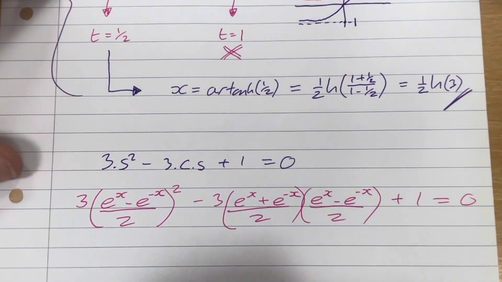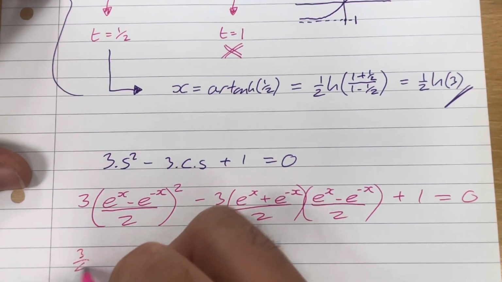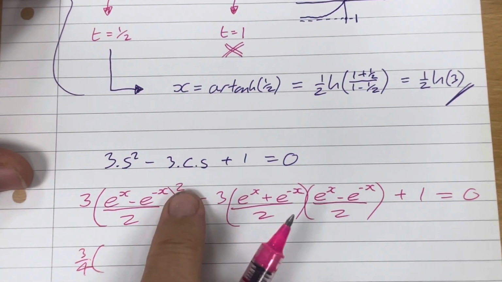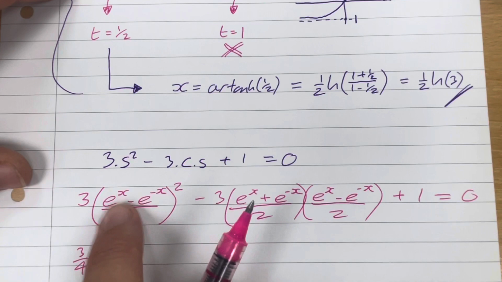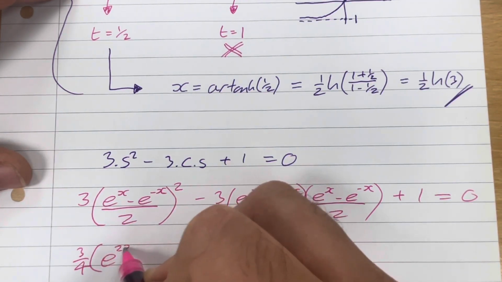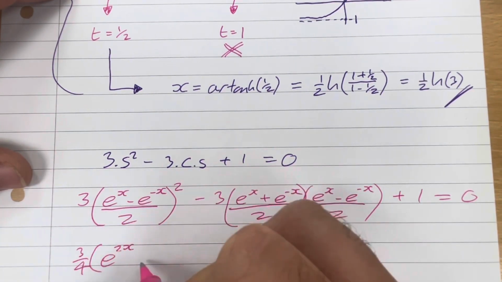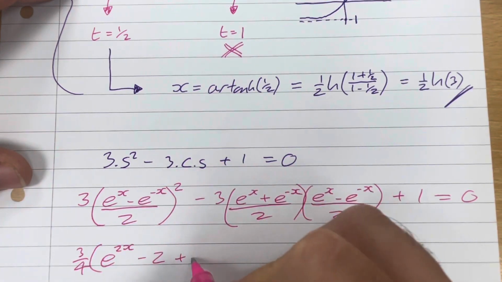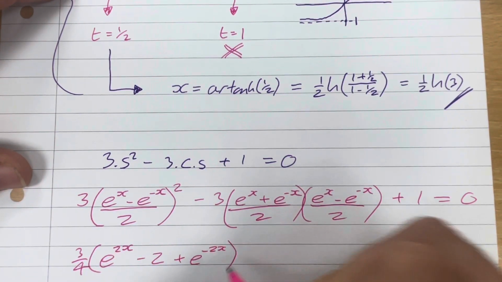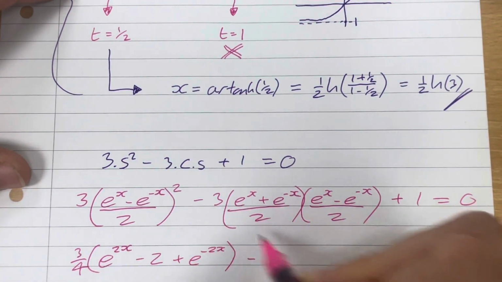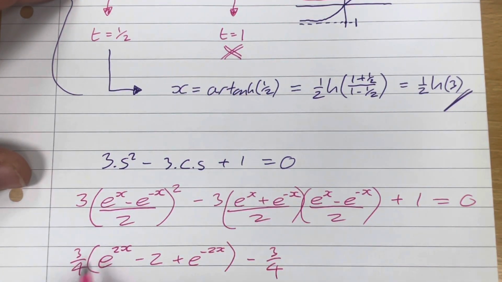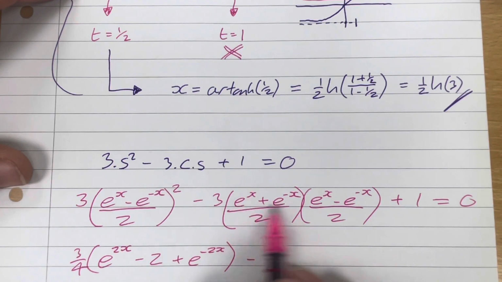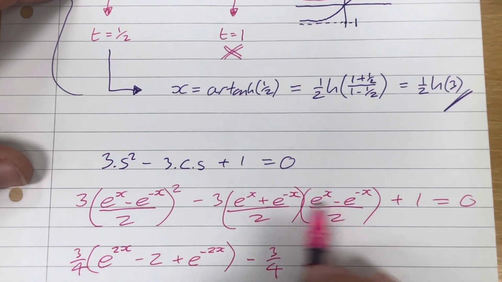Let's multiply all these brackets. So we're going to get 3/4 out over here. Square the bracket. e to the x squared is e to the 2x. Then we're going to get minus 2, and then plus e to the minus 2x. Then we've got minus 3/4. Again, the two 2's are going to combine to bring a 4 out the front, just like it did over here. And then we've got a cross multiple here, a difference of squares if you like.